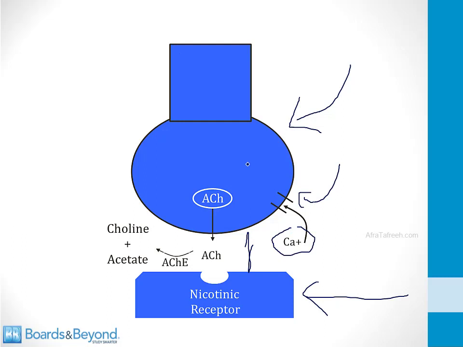Calcium will trigger the release of acetylcholine, which is stored in vesicles inside the motor neuron. That will lead to acetylcholine release into the synapse, where it will bind to nicotinic receptors, and that will lead to muscle depolarization and muscle contraction. There's an enzyme found in the synapse called acetylcholine esterase. It will in time break down acetylcholine, and that will lead to loss of this stimulation of the muscle fiber.